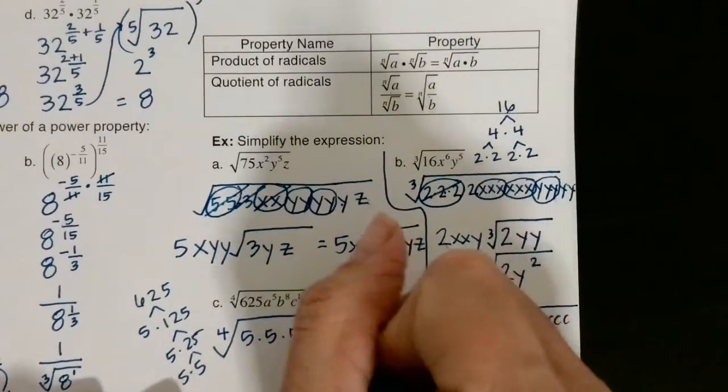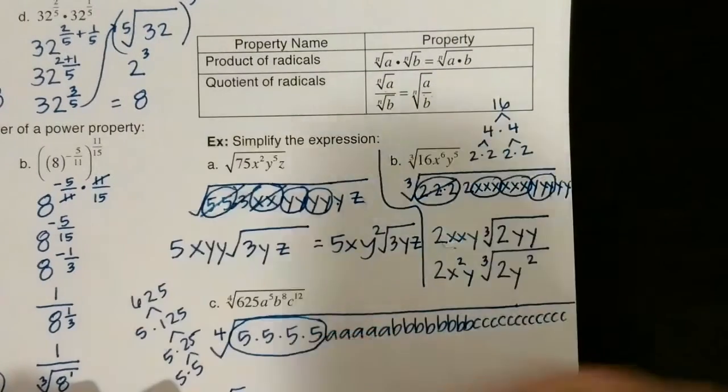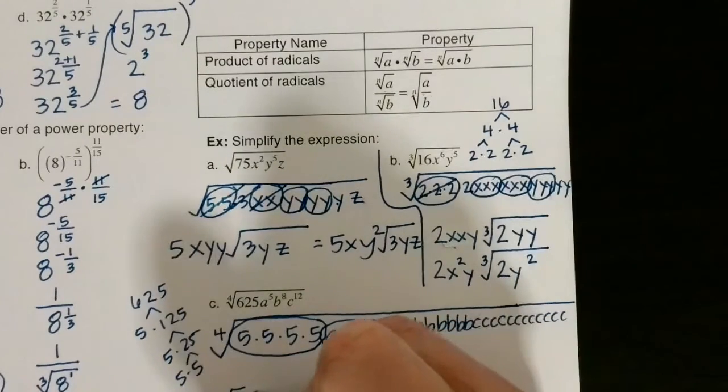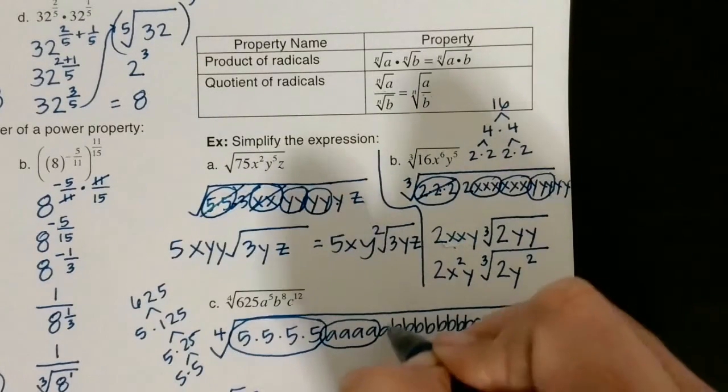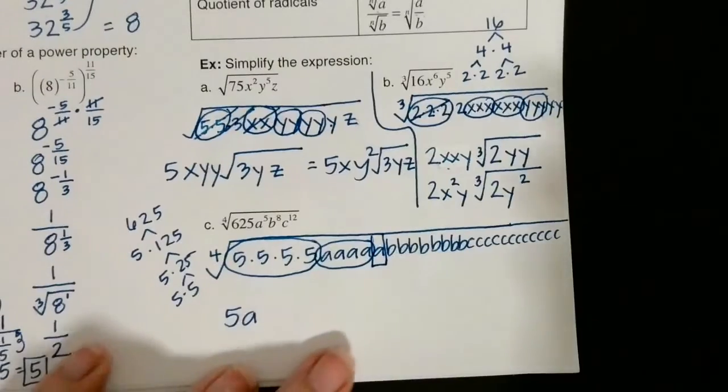So here's 1 4 of a kind. Sweet. That's outside. That's 5. Okay. Here's another 4 of a kind. Okay. That's A. I see this B. I'm going to leave it in a square. I'm going to come back and deal with it in a second.